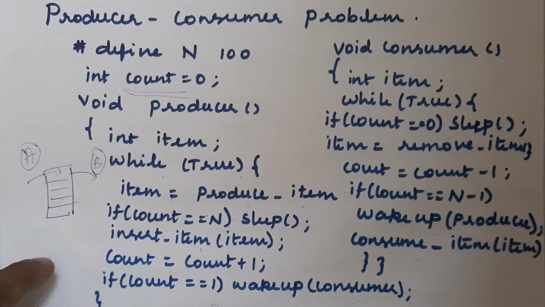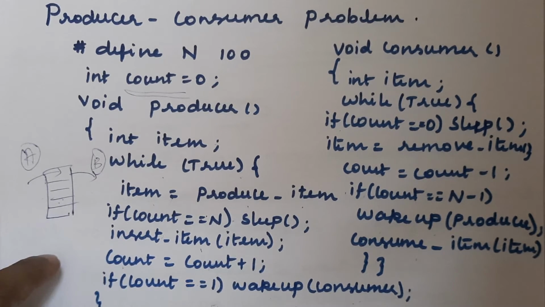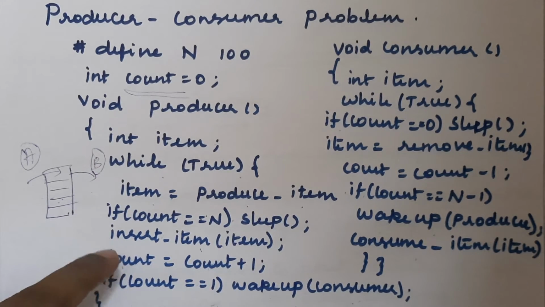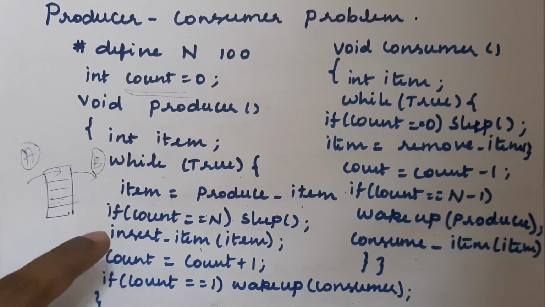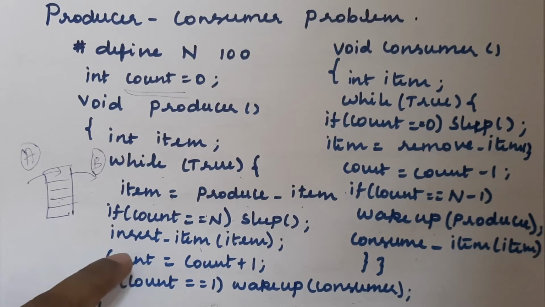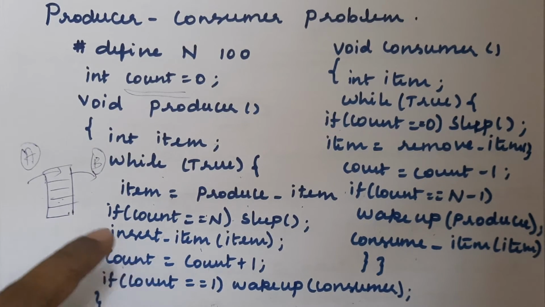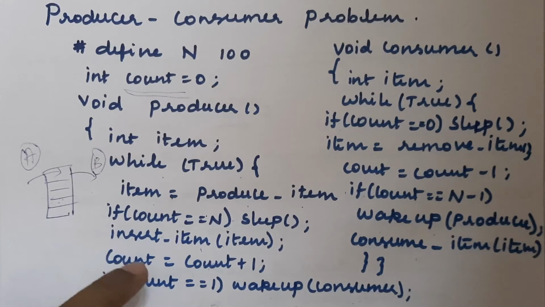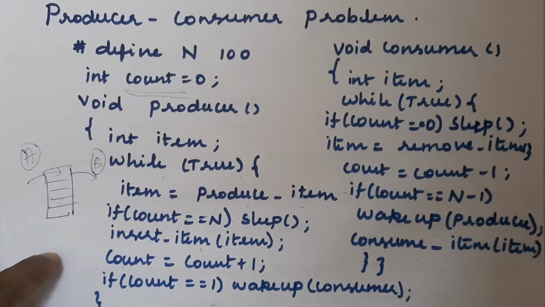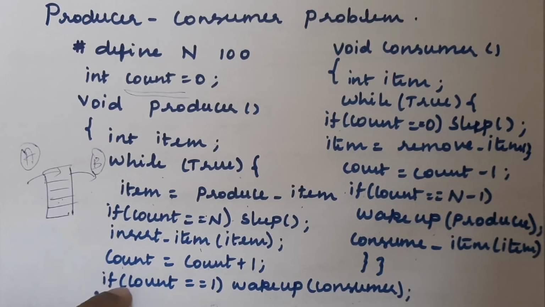Afterwards, the producer performs its own set of operations. It will create a new data item, and it will check the condition before inserting that item into the buffer. It is checking whether empty space is available. So how will it check? If the count value is n, then it will go to sleep mode, but here the count value is not n, so it is just entering the data item into the buffer. Afterwards it has to change the count value to 1.